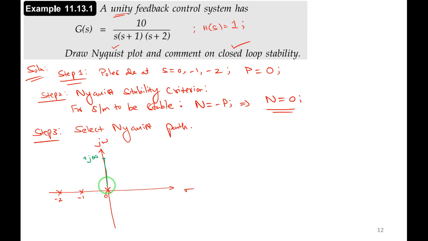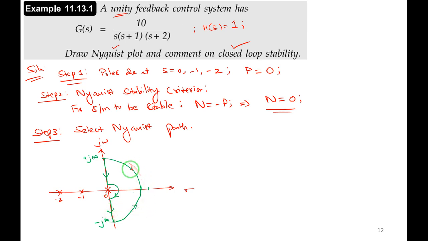If there is no pole at origin, it is just a straight line. It will come to minus j infinity. So bypass it, right? This is the direction. It is coming to minus j infinity. Then draw the semicircle. This is plus j infinity, right? This is the direction.